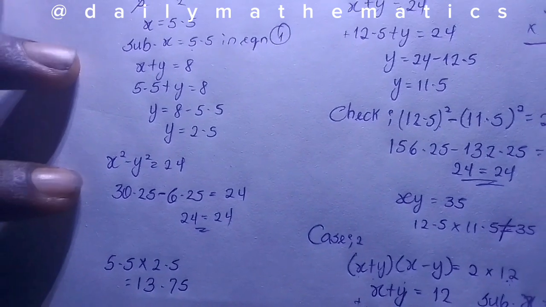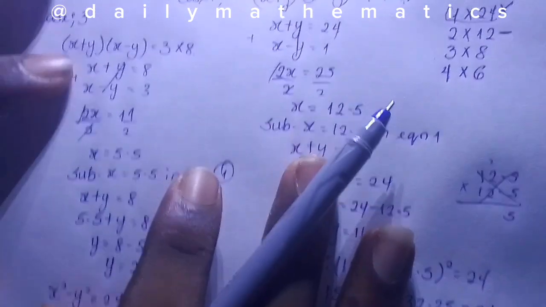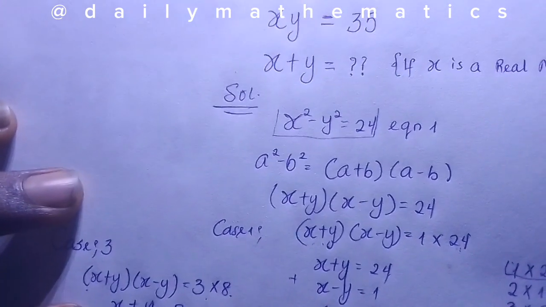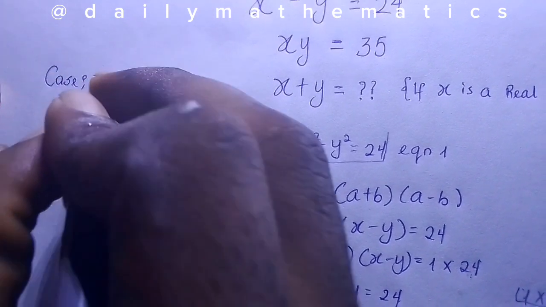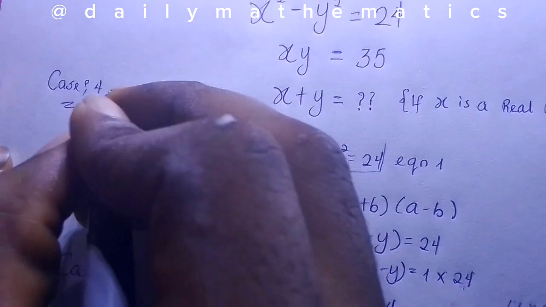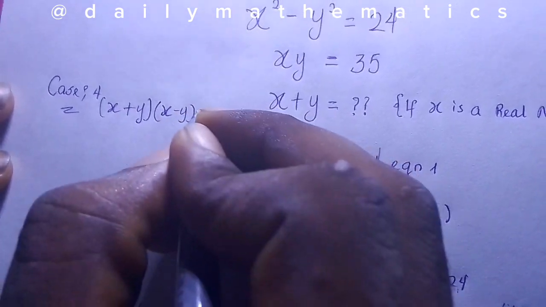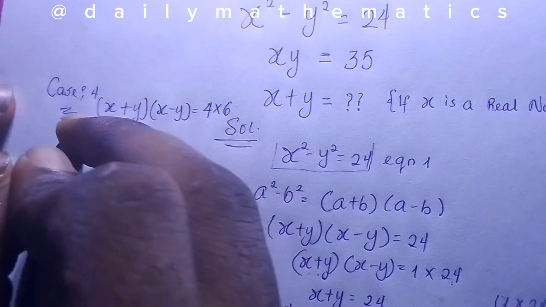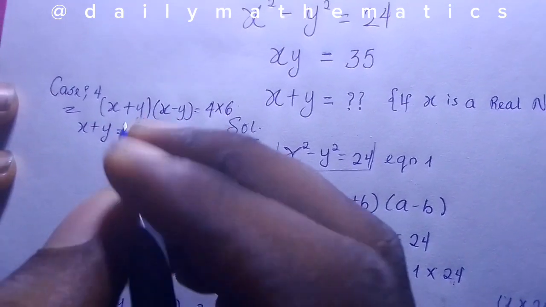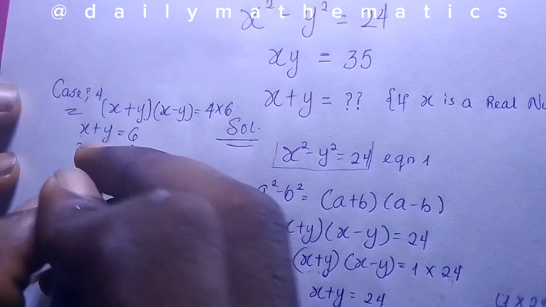The last one that remains is our case 4, which is using these 4 and 6. So let's work it out here. Case 4: we have x plus y bracket x minus y equals 4 times 6, right? So x plus y, we equate it to 6, and x minus y, we equate it to 4. Why? Because x plus y will be greater than x minus y.